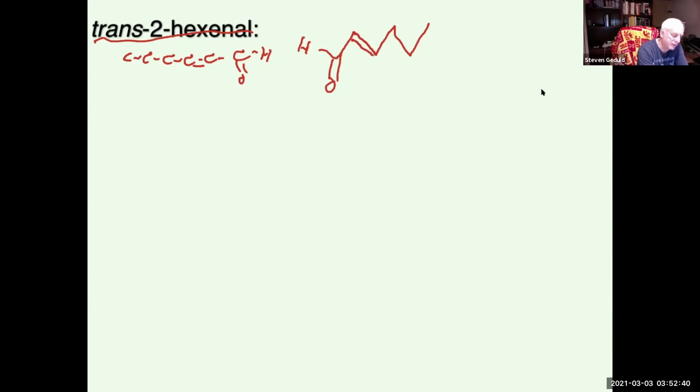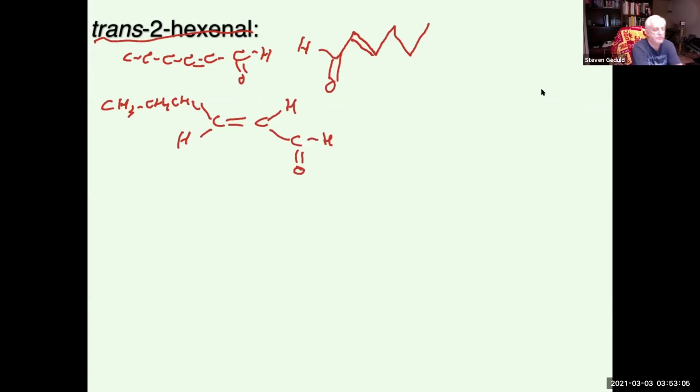Now do the structural formula. You've got CH3, CH2, CH2, bonded to carbon, bonded to hydrogen, double bond, C, and this is going to be trans. So C, double bond O, bonded to H. There's your structural formula. Again, 1, 2, 3, 4, 5, 6 carbons. Double bond at number 2, carbonyl group at number 1, and they're in the trans position.